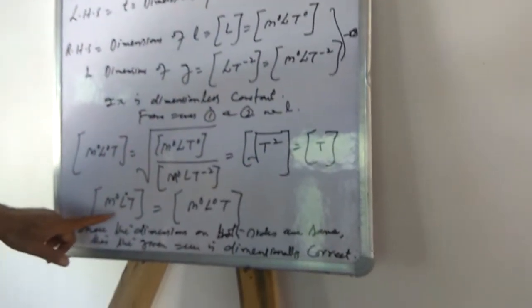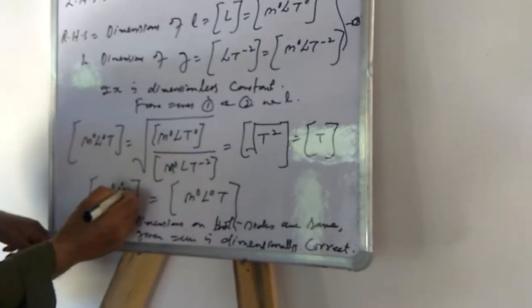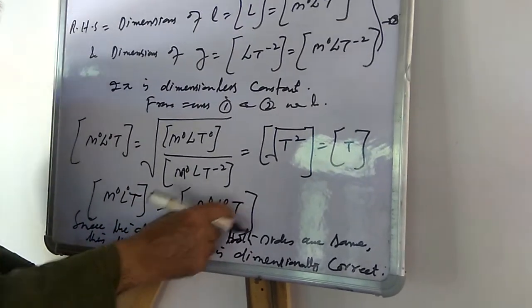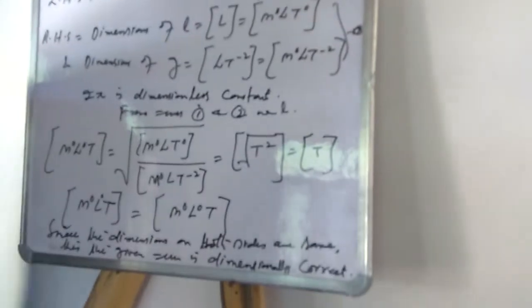So here what we obtain is that the dimensions on the left hand side are equal to the dimensions of the right hand side. So the given equation is dimensionally correct.